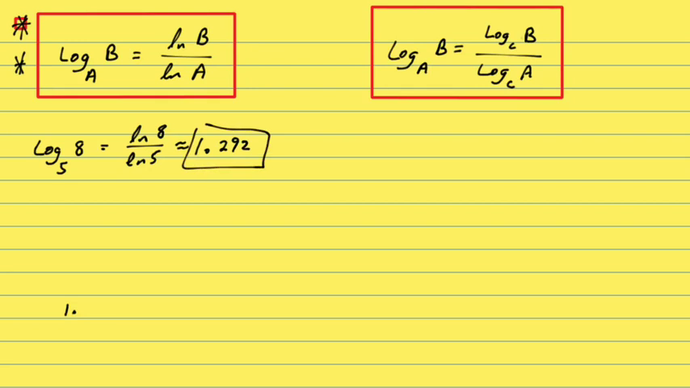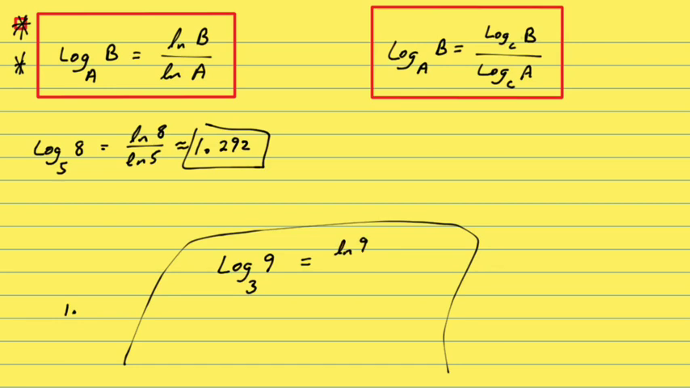Let's go ahead and do one that we know. Guys, do I know this one? Log base 3 of 9. Do you know what that is? 3 to what power is 9? 2. The answer to this is 2. But if you didn't know that, could you do natural log of 9, the argument, divided by natural log of the base?